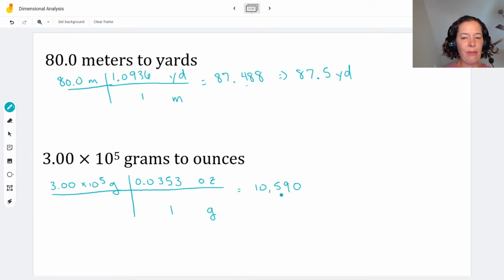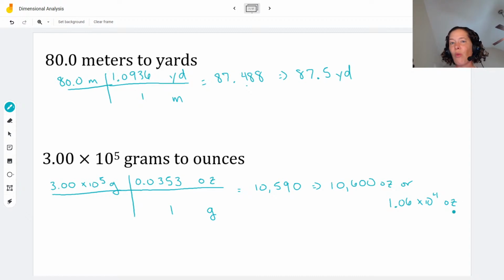So I'm going to have to round to that hundreds place. So I can go 10,600 ounces, or 1.06 times 10 to the, that would be 1, 2, 3, 4 times 10 to the 4th ounces. Again, either one is fine. Either one has 3 sig figs. I kind of prefer the scientific notation.